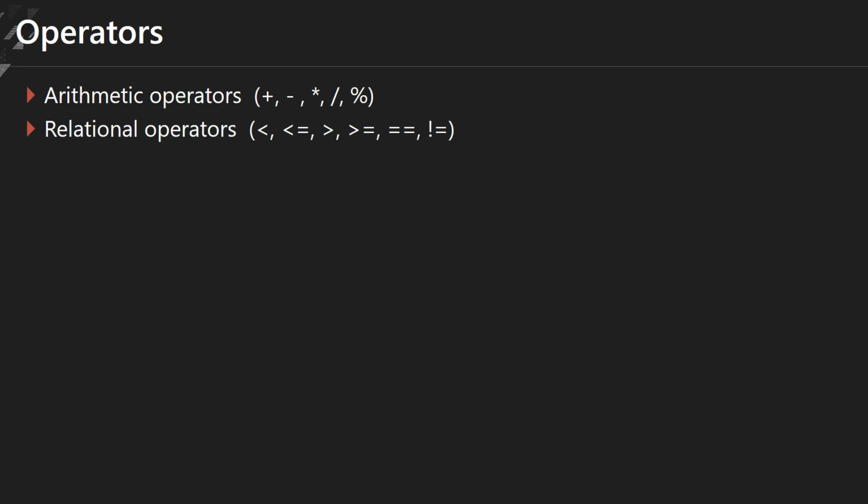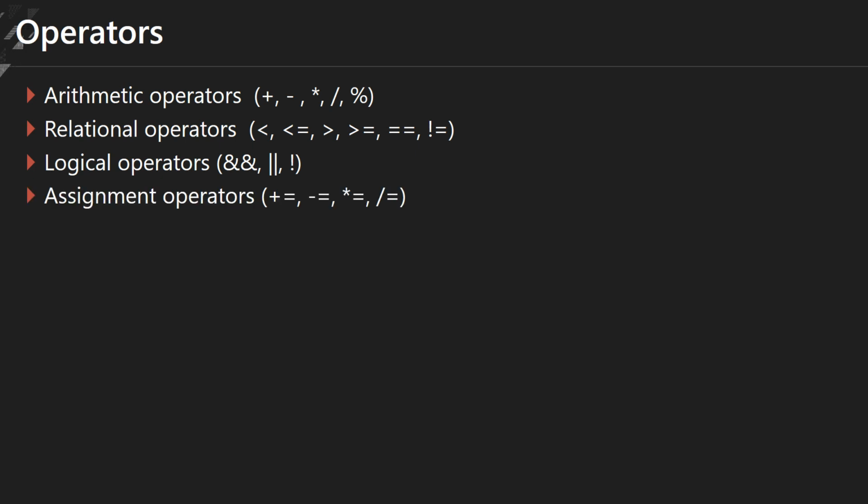Another category is logical operators. There are three kinds of logical operators: AND operator, OR operator and NOT operator, right? We'll discuss those a little later in this video. Then assignment operators: there is equal and three to four other assignment operators we will be using in the programming language.